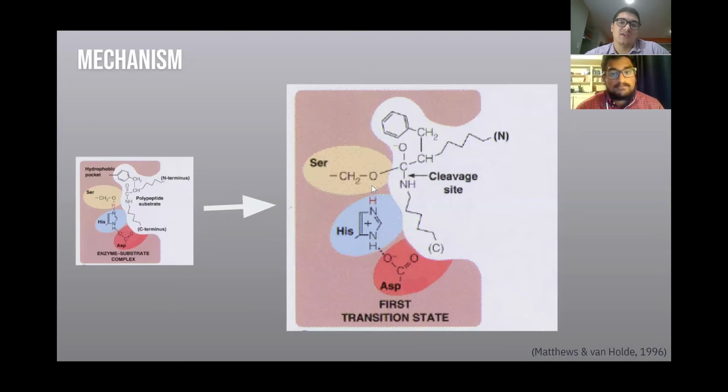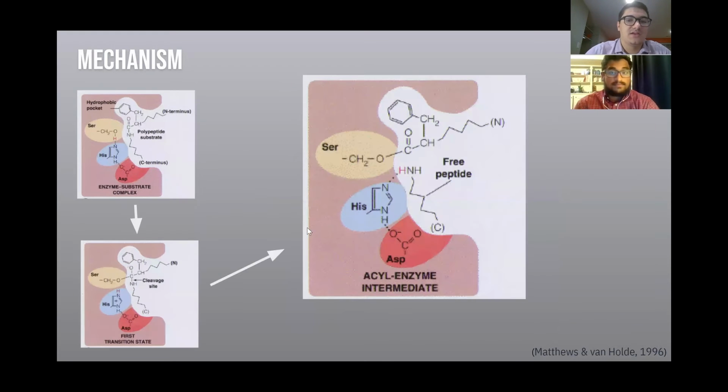The first thing that's going to happen here is you're going to create a first transition state. This hydrogen you can see over here, which was originally bound to the serine, is going to transfer over to the histidine, and that is going to allow this double bond from the oxygen here to come down and form a bond between the serine and this carbon right here. And the next step in that is going to be the cleavage of this peptide, of the polypeptide strand, into 2 different strands.